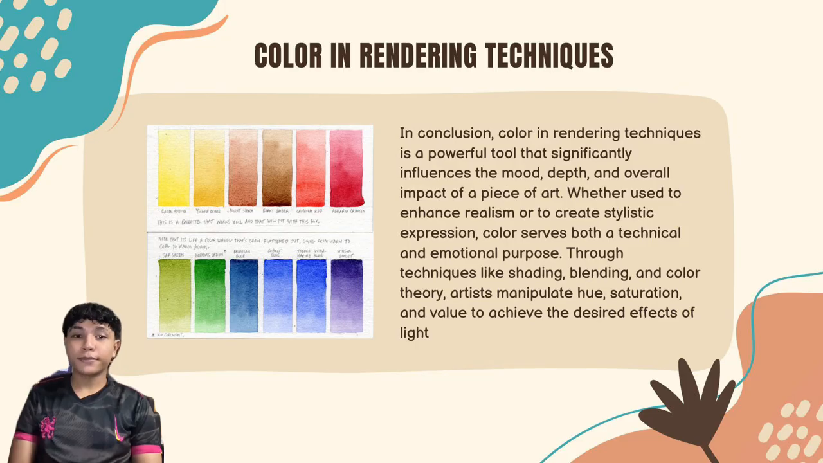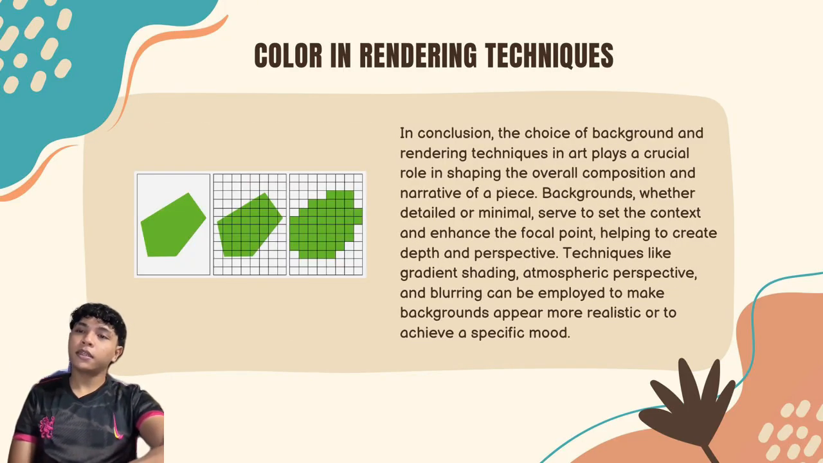And then lastly, in conclusion, the choice of background and rendering techniques in art plays a crucial role in shaping the overall composition and narrative of a piece. Background, whether detailed or minimal, serves to set context and enhance the focal point, helping to create depth and perspective. Techniques like gradient shading, atmospheric perspective, and blurring can be employed to make backgrounds appear more realistic or to achieve a specific mood.